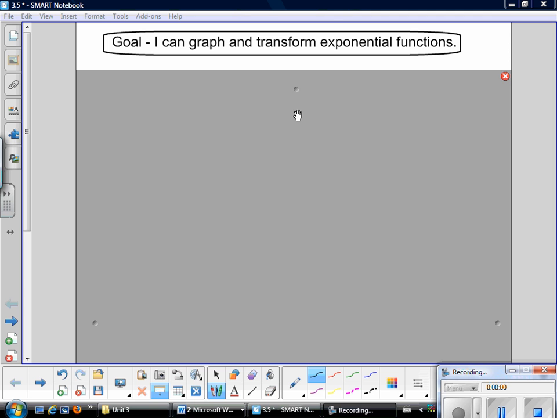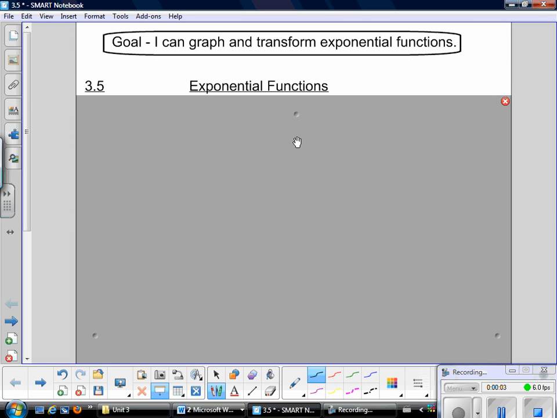This is our last lesson in transforming exponential functions. So far, we've spent an awful lot of time on exponent rules and on rational exponents. And now we're actually going to look at graphs of exponential functions. Okay, so this is 3.5.